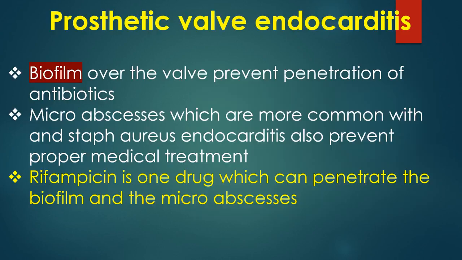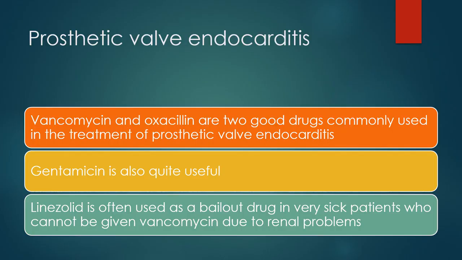Biofilm over the valve prevents penetration of antibiotics. Microabscesses, which are more common with Staph aureus endocarditis, also prevent proper medical treatment. Rifampicin is one drug which can penetrate the biofilm and microabscesses. Vancomycin and oxacillin are two good drugs commonly used in the treatment of prosthetic valve endocarditis.